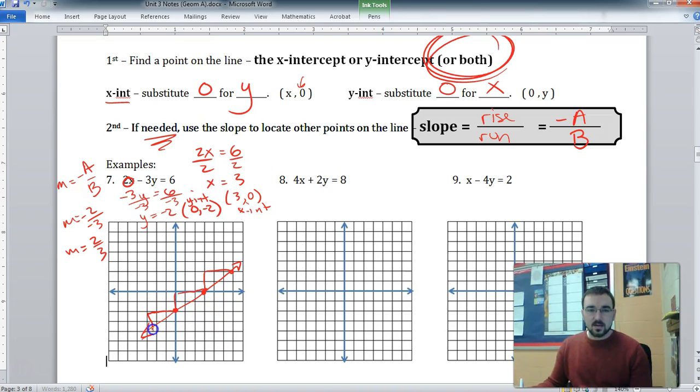And likewise, down here. So you really only need one point to start, just like in point slope form. But if you can have two, if you can have the x and the y-intercept, it's pretty easy to connect the dots. So go ahead and try 8 and 9 on your own. And in about 20 seconds or so, I'm going to reveal the answers. So if you need to pause for some more time, go for it.